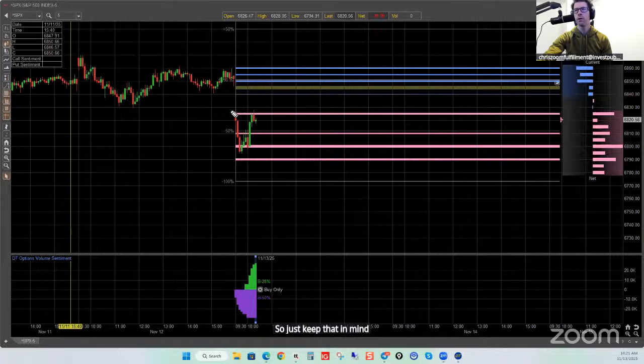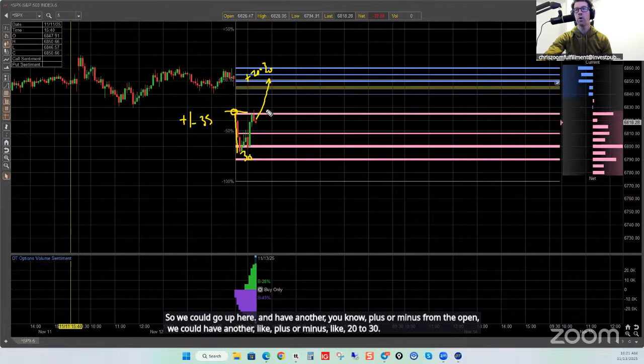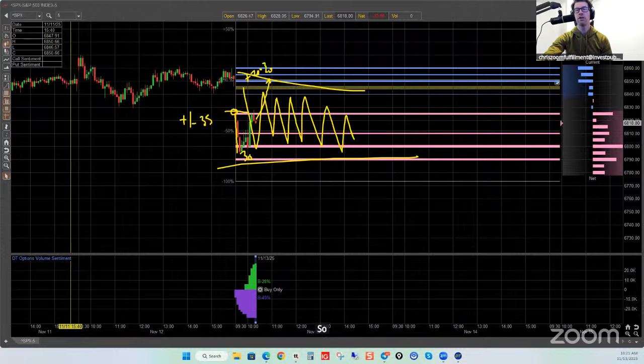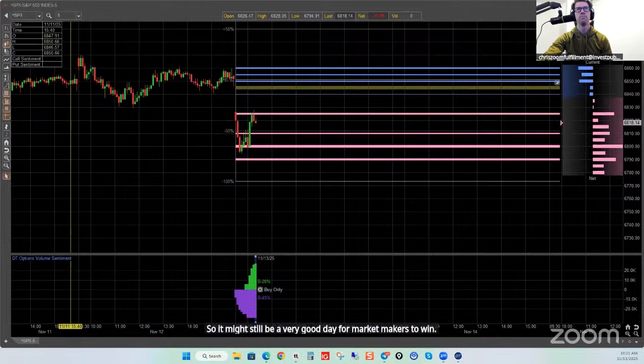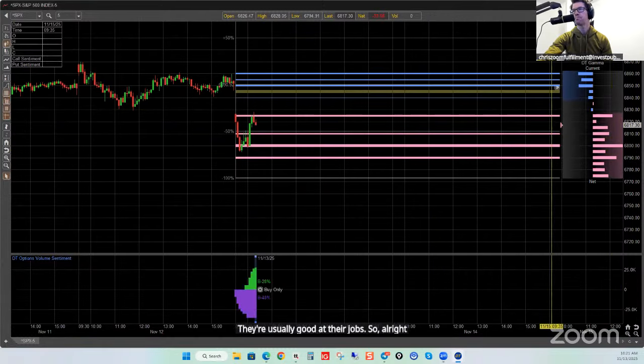We could have the open here. We saw a plus minus 35. This was a 30-point move. So we could go up here and have another plus or minus from the open. We could have another plus or minus 20 to 30. And you're like, wow, what a volatile day. But market makers are like, ha, exactly what we wanted to see. So it might still be a very good day for market makers to win. They're usually good at their jobs. So, all right, we'll keep an eye on that.